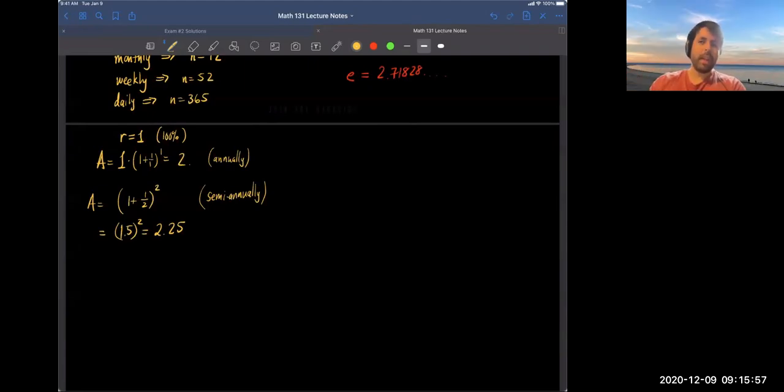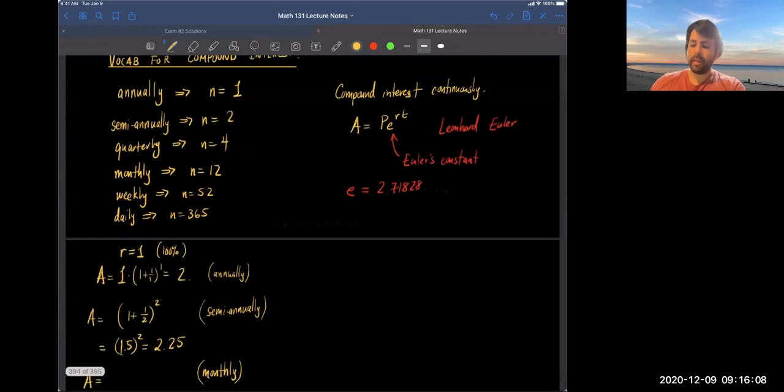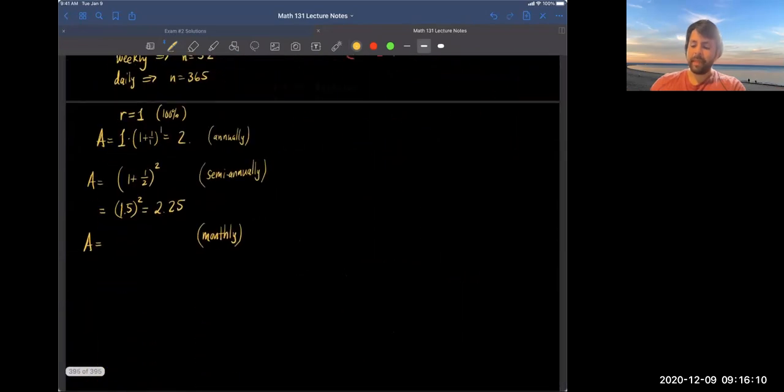What if my 100% interest is compounded monthly, for example? What would be the formula? How would it differ? So it would still be 1 plus 1 over 12, raised to the 12 power. Can anybody tell me what I get for this?